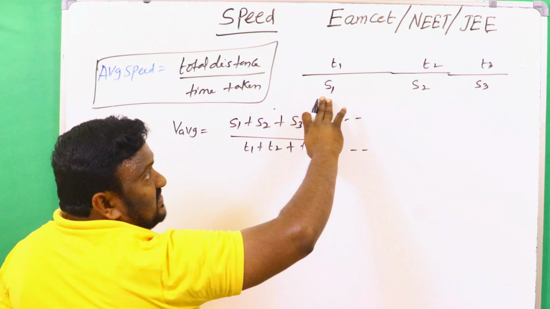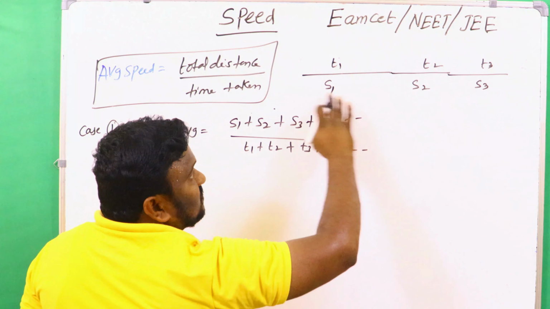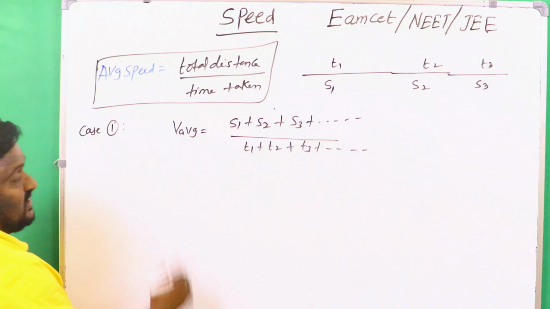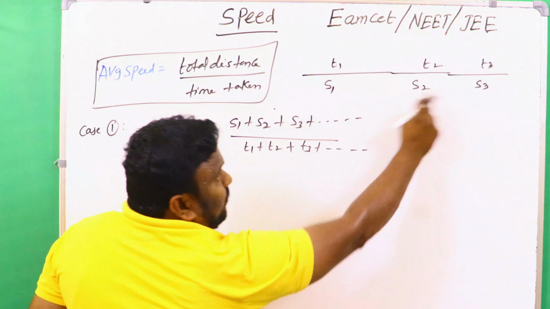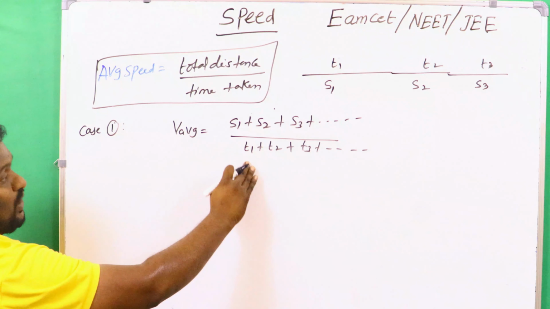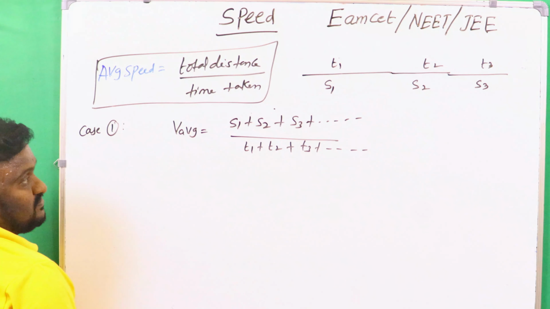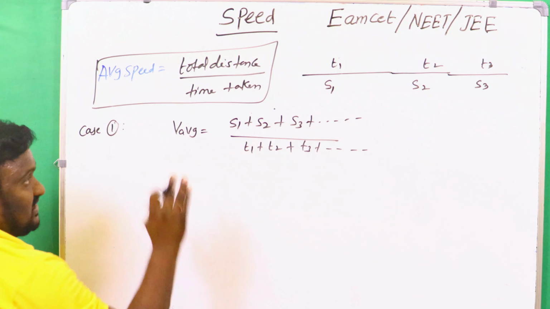We have distances traveled in the time intervals of T1, T2, T3 and so on. What are those? S1, S2, S3, S4 and so on. Then the total displacement is nothing but the algebraic sum of the individual displacements, and the total time is the algebraic sum of the individual time intervals. So this is the total time and this is the total distance. That is the first one.